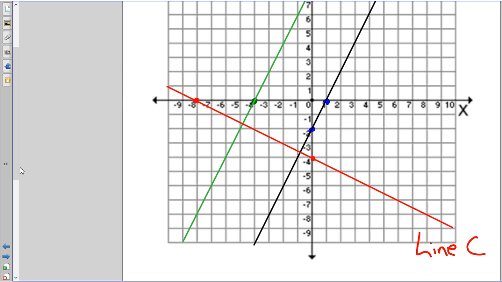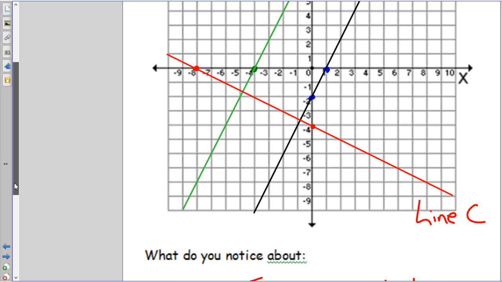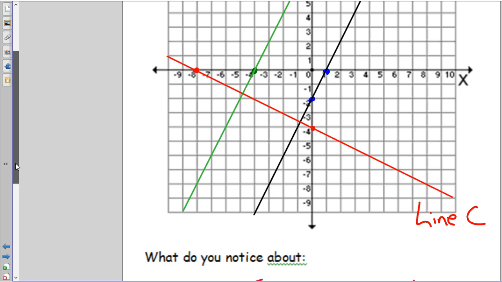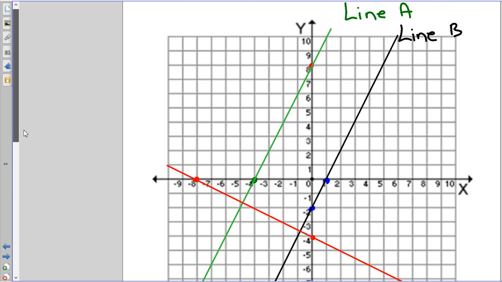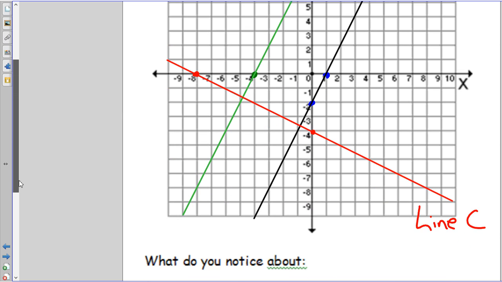So then you're asked a few questions about the graph. What do you notice about line A and line B? Line A and line B, they are parallel.